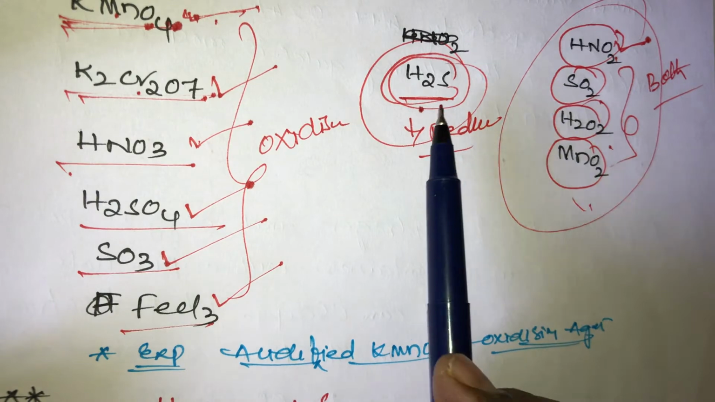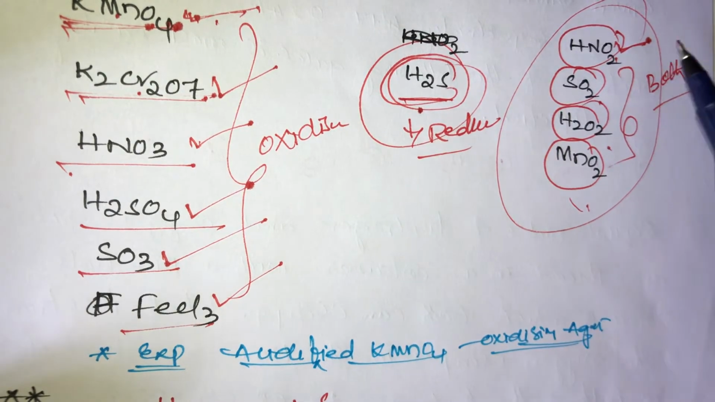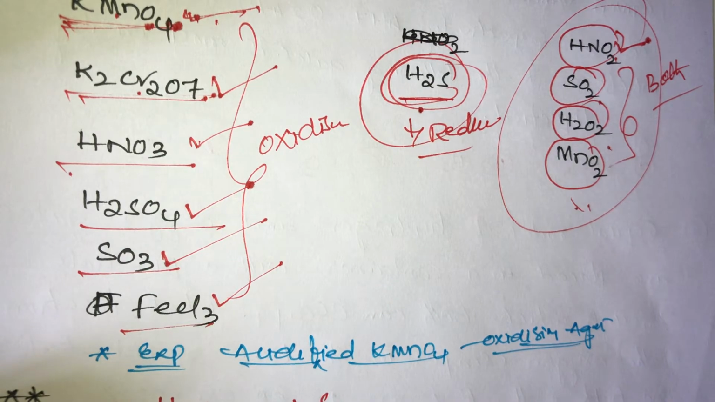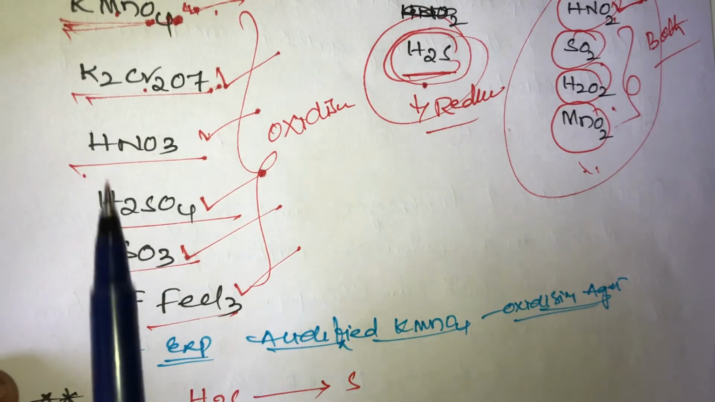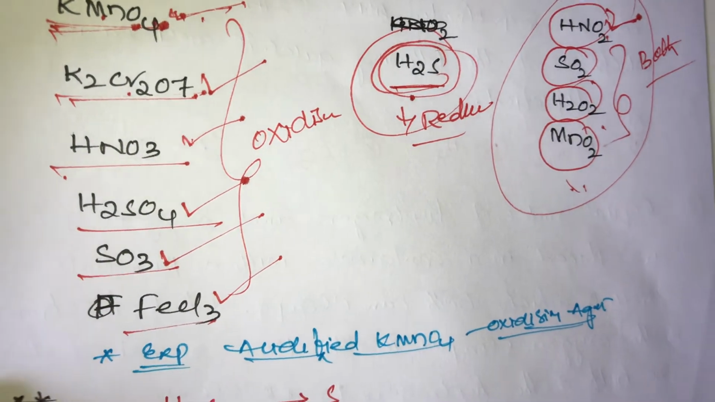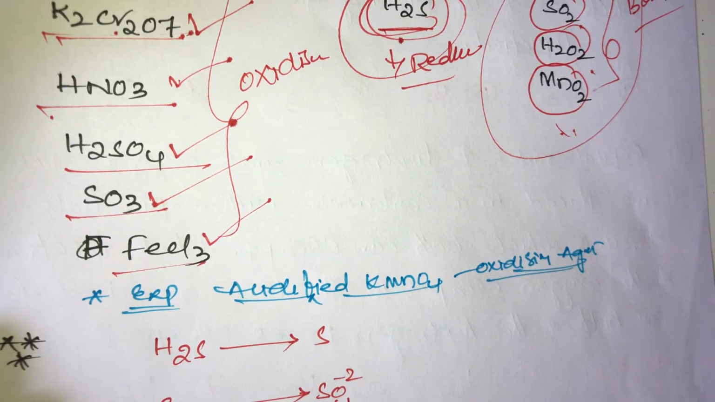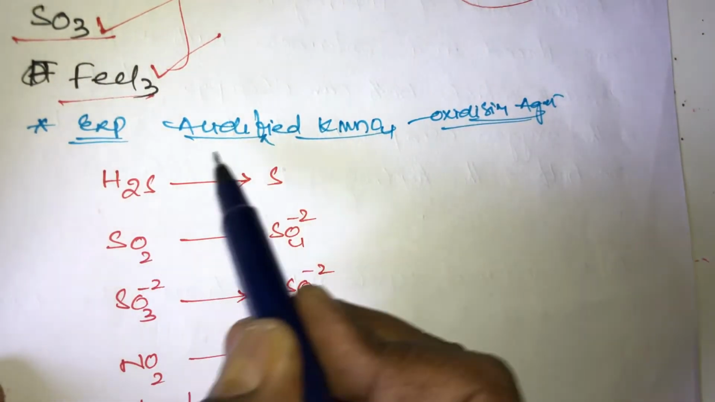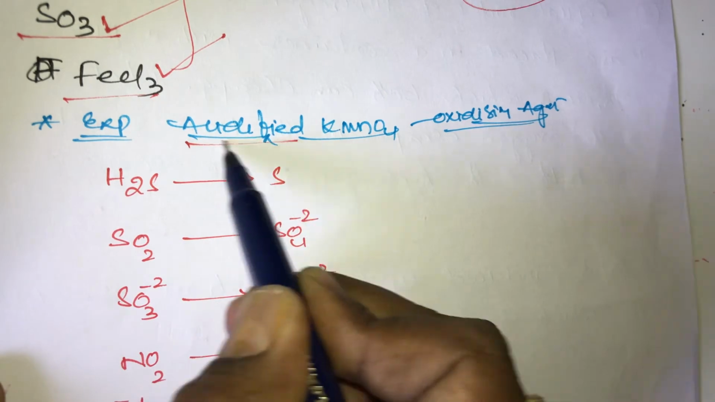Only reducer: H2S, the pure reducer. HNO2, SO2, H2O2, MnO2 are both oxidizer as well as reducer. Only oxidizers: potassium permanganate, K2Cr2O7, HNO3, H2SO4, SO3 and FeCl3. These are the oxidizers. So I gave some examples.